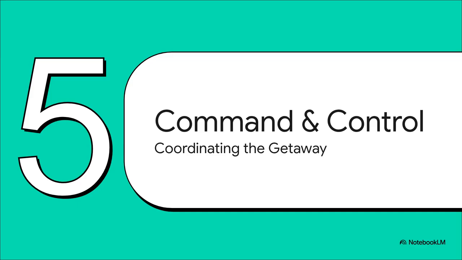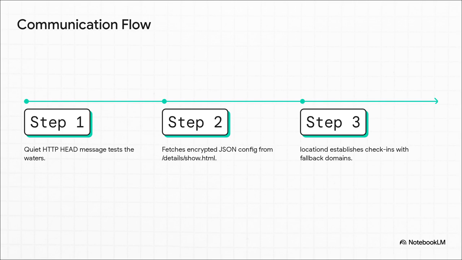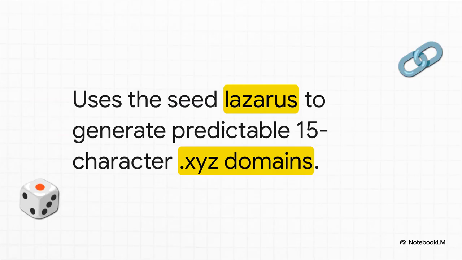Section 5. Command and Control Servers. Coordinating the getaway. Finally, let's look at how the thieves coordinate their getaway and offload the stolen data. The communication flow starts super quietly with a simple HTTP HEAD message to test the waters. Then it fetches a heavily encrypted configuration file telling the malware exactly which modules to download. Finally, the hijacked location process establishes a persistent rhythm of regular check-ins with a randomized .xyz domain to send the loot back. But attackers know that domains get blocked by defenders, right?